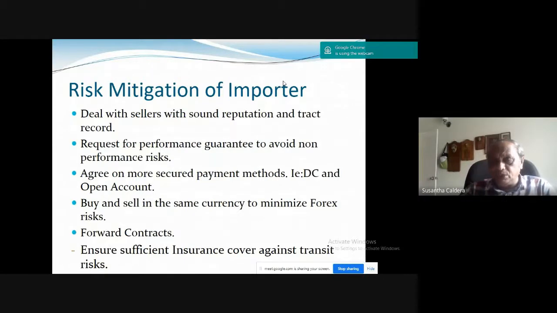Agree on more secured payment methods. Why I said DC and open account for importer. DC, of course, yes, you know. Why do you say open account?